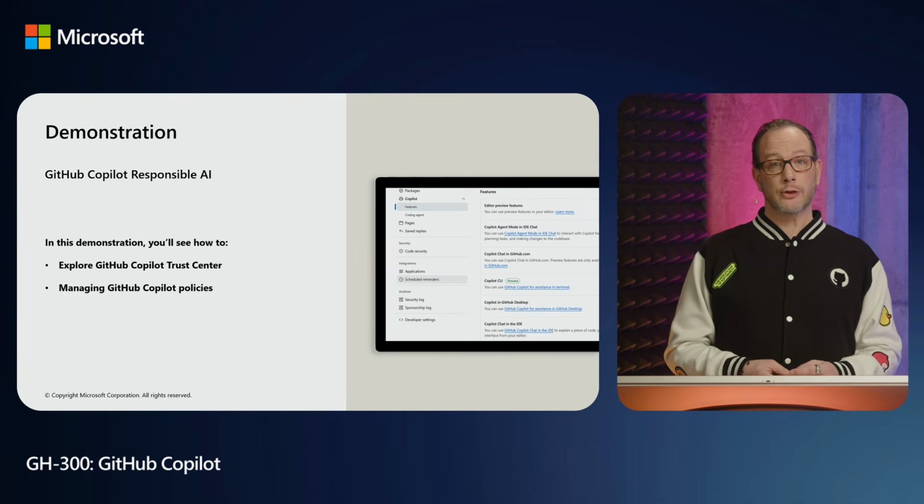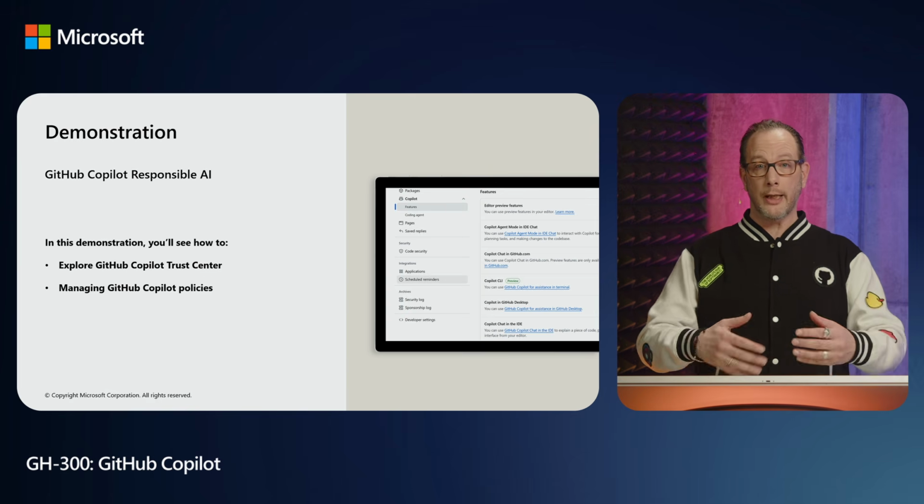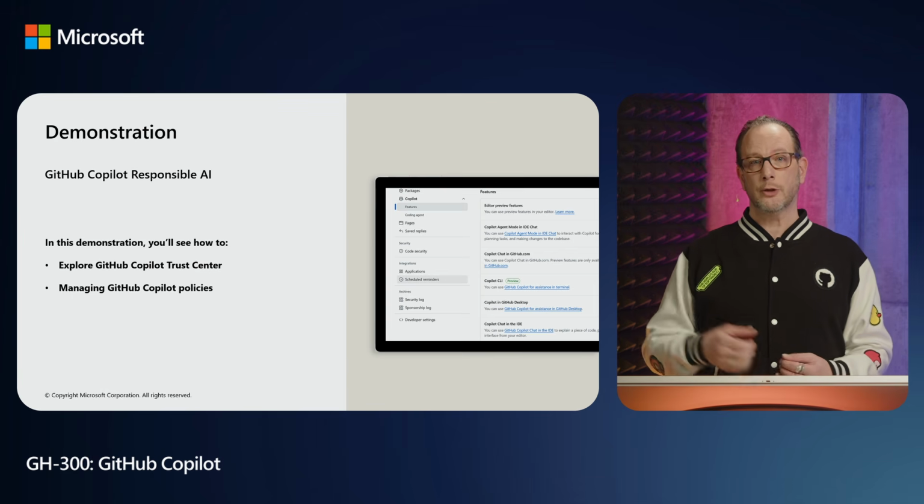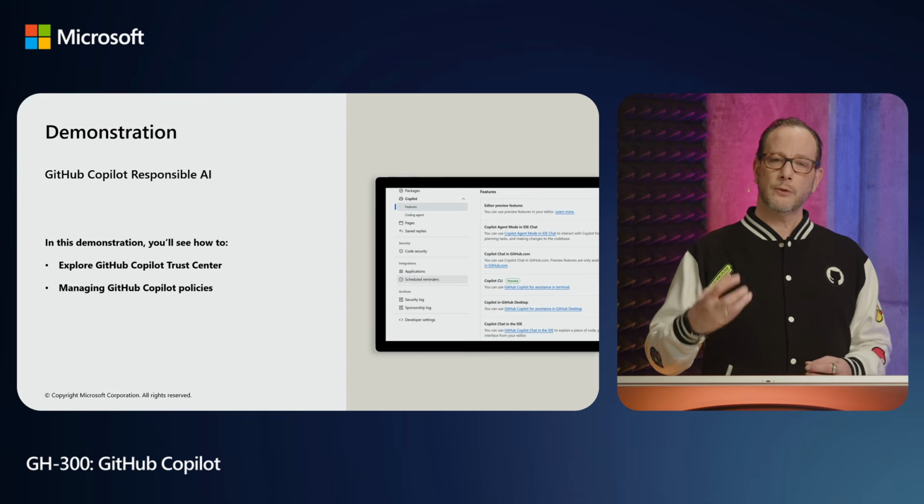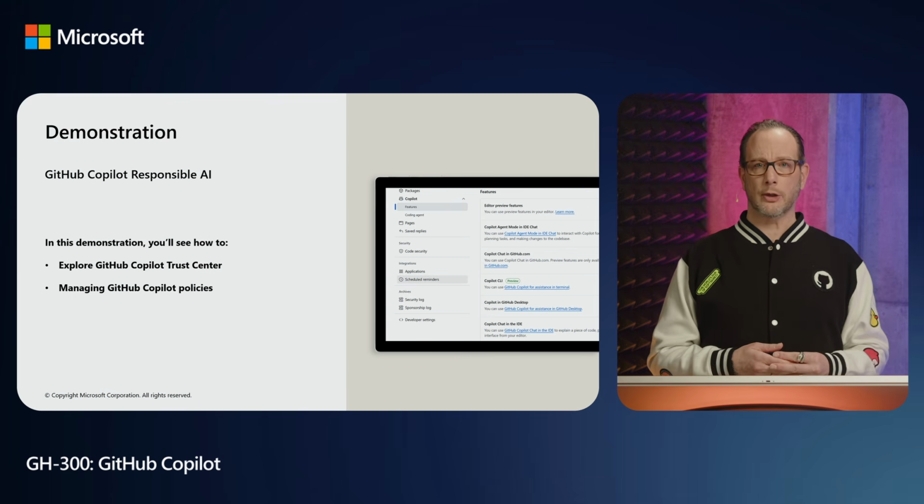This brings me to my next demo, which focuses on how responsible AI principles are applied in practice. By exploring the GitHub Copilot Trust Center, I will show you where to find clear documentation on security, privacy, and compliance. The demo also highlights how administrators manage Copilot policies at the organizational level. This reinforces the idea that responsible AI isn't abstract, but operational. By configuring policies and reviewing trust resources, teams can actively govern how AI is used across the development environment.